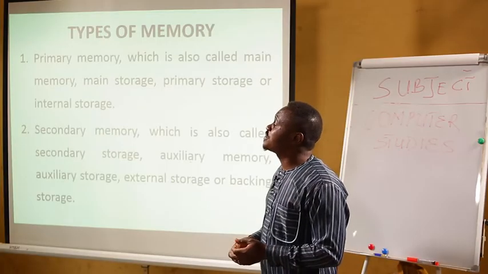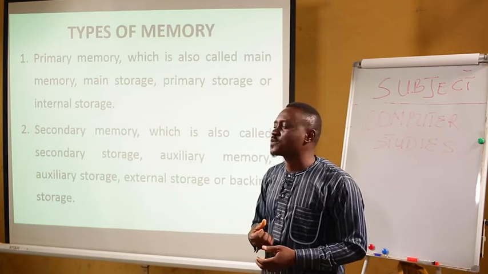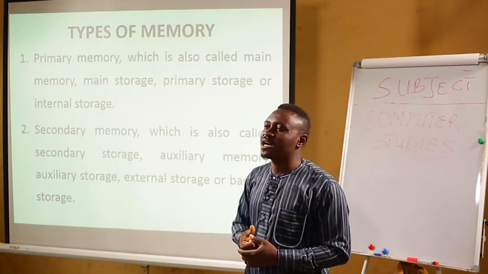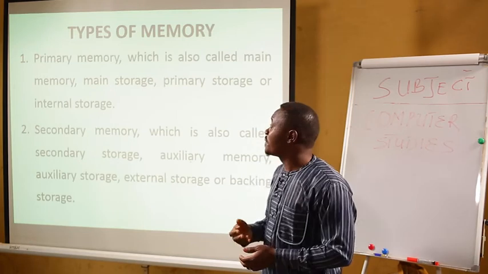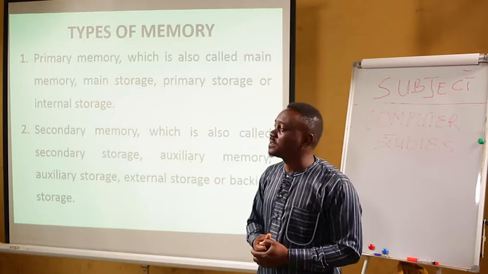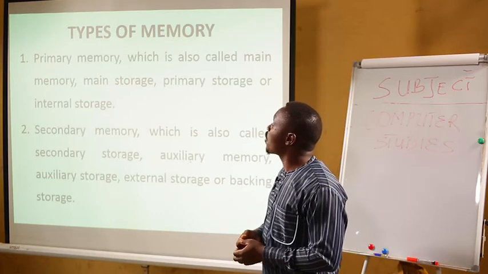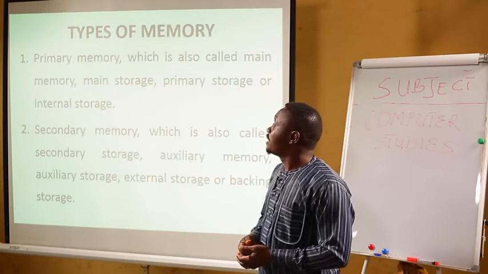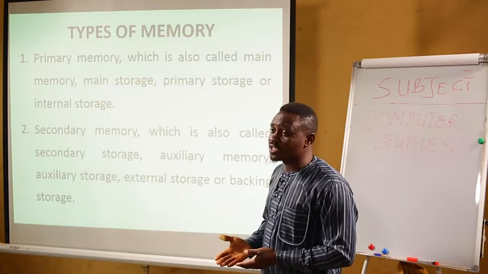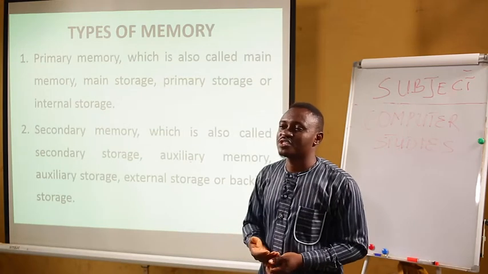We would be considering types of memory. We have basically two types of memory in the computer system. First, we have the primary memory, and secondly, we have the secondary memory. The primary memory is also called the main memory. We also call it the main storage, the primary storage, and the internal storage.